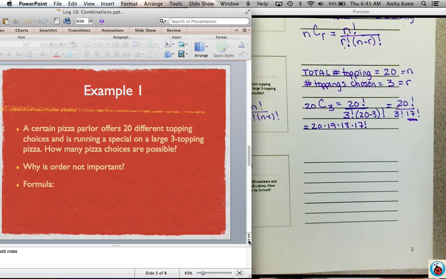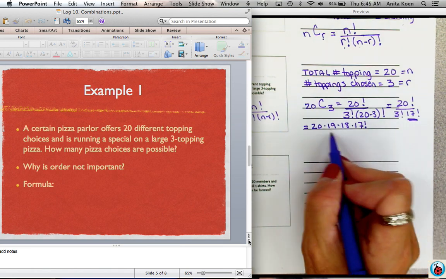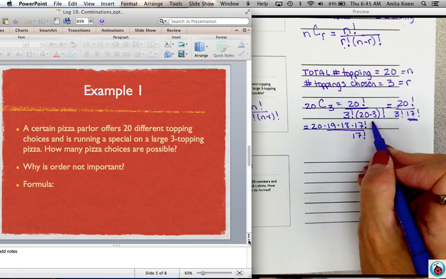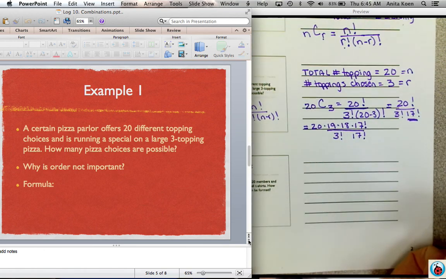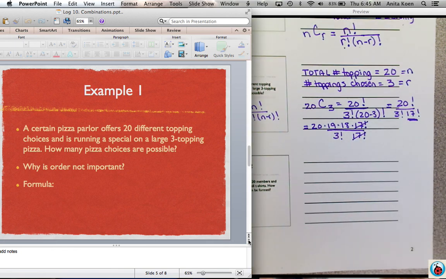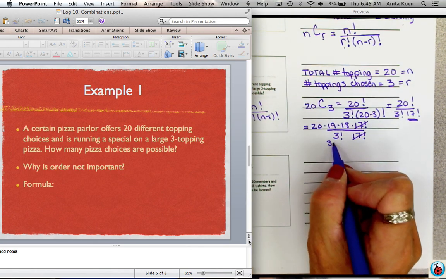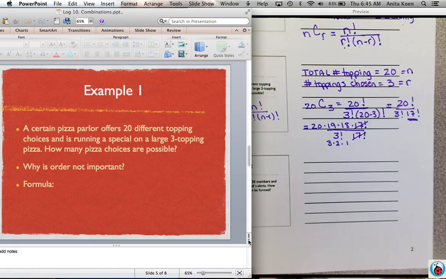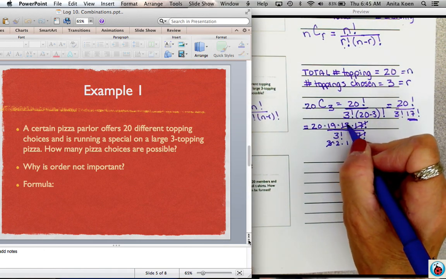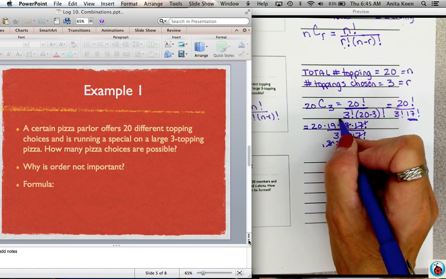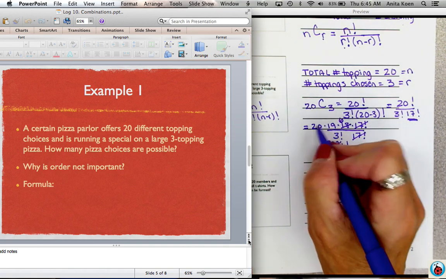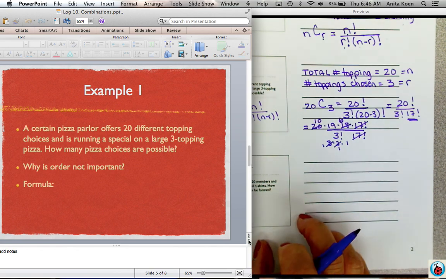I don't need to list all the rest of those factorials because I know that my 17 factorial right here is going to cancel with the 17 factorial in the top. So I have 17 factorial, 17 factorial, they cancel. And now my 3 factorial is 3 times 2 times 1. And now I can take those numbers and see what they cancel with here. So I see that 3 goes into 18, 3 goes into 3 once, and into 18 6 times. And I see that 2 goes into 2 once, and into 20 10 times.